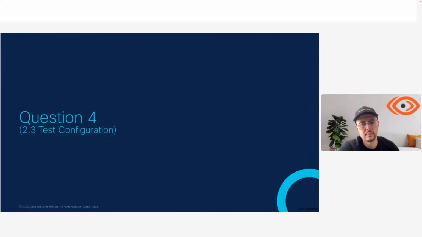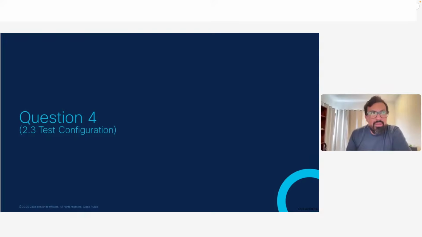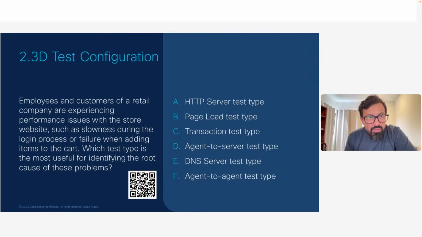Question 4. I think these are flowing faster, so we might have some time left at the end to answer additional questions. So let's see. This is for test configuration again. 2.3D. So that's specific to web tests. And the question, can you read the question, Miguel, please?